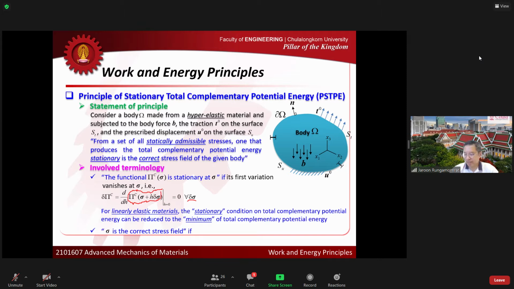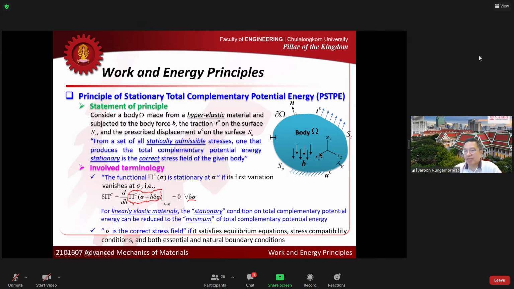If you remember the formulation that I showed you for option 3, we formulate the problem in terms of stress field. Stress is the correct stress field if what? It satisfies the equilibrium equations, it satisfies the stress compatibility condition, and it also satisfies the essential and natural boundary conditions. If all these conditions are satisfied, we say that stress is the correct stress field of the given problem.